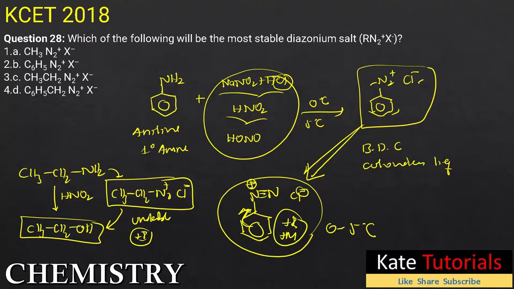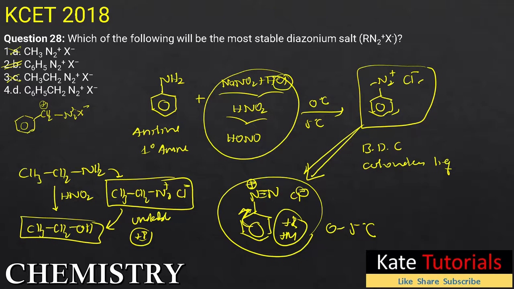So here we can see C6H5N2 plus Cl minus. This will be stable. Other things, this is highly unstable, this is also unstable. Option D is nothing but C6H5CH2N2 plus X minus, which is also unstable. If it goes, I'll get a carbocation, right? I'll get a carbocation which can be stabilized.